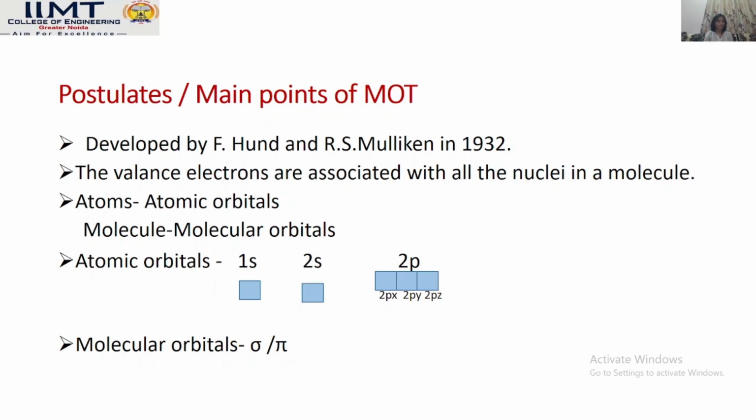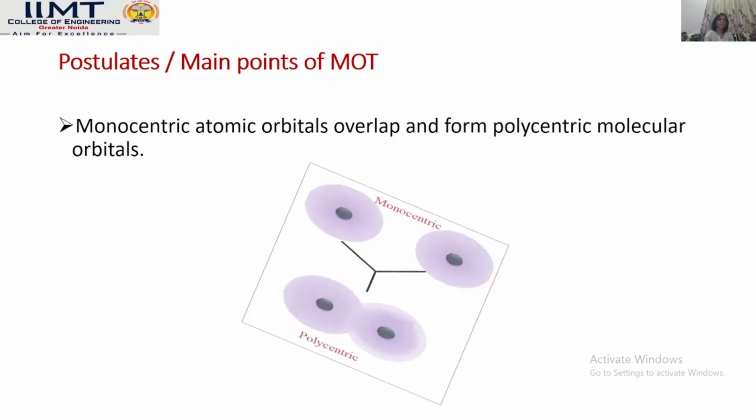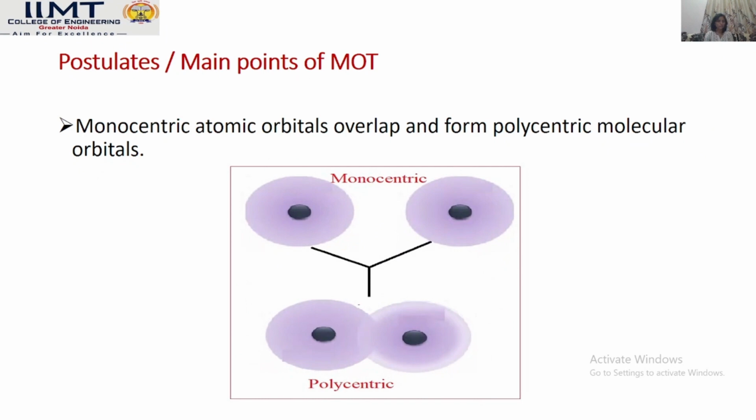Atoms have atomic orbitals as well as molecules have molecular orbitals. In molecules, there is no orbital of atom. Atomic orbitals are represented by 1s, 2s, 2p, whereas molecular orbitals are represented by sigma and pi. Monocentric atomic orbitals overlap and form polycentric molecular orbitals as shown in figure.